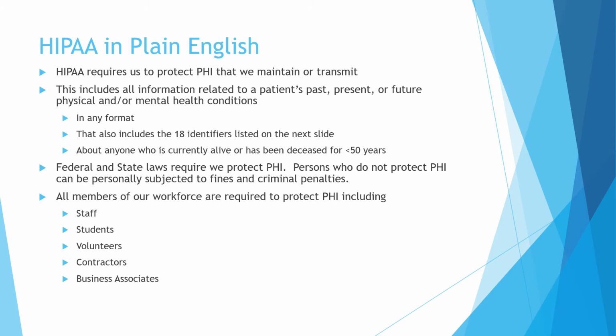HIPAA made simple. HIPAA requires us to protect PHI that we maintain or transmit. This includes all information related to a patient's past, present, or future physical and/or mental health conditions. This includes any format. This also includes the 18 identifiers listed on the next slide. This also requires that we protect information about anyone who is currently alive or has been deceased for less than 50 years. Federal and state laws require that we protect PHI. People who do not protect PHI can be personally subjected to fines and/or criminal penalties. All members of our workforce are required to protect PHI, including staff, students, volunteers, contractors, and business associates.